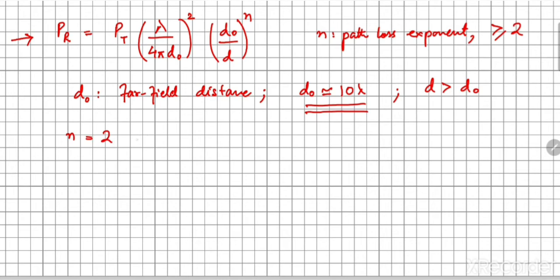A value of n equal to 2 corresponds to the free space path loss exponent. A value of n that ranges between 2 to 3 corresponds to rural areas where there are not many obstructions. There is a clear line of sight between the transmitter and the receiver, and they are placed on high hilltops so that the line of sight is unobstructed.